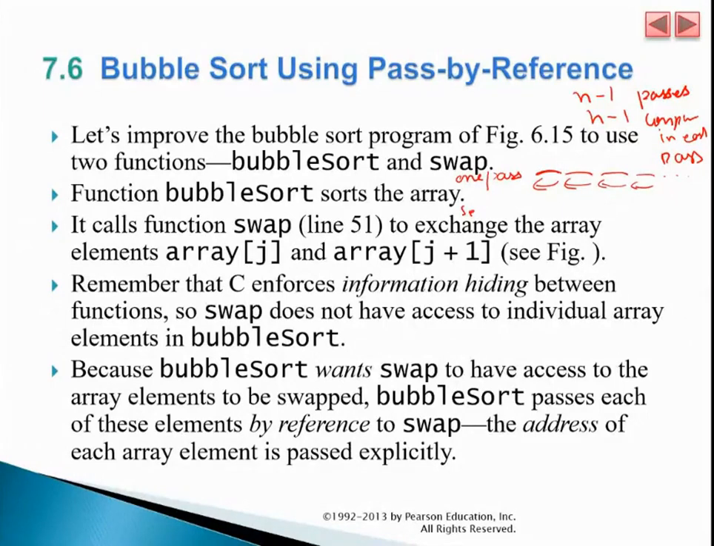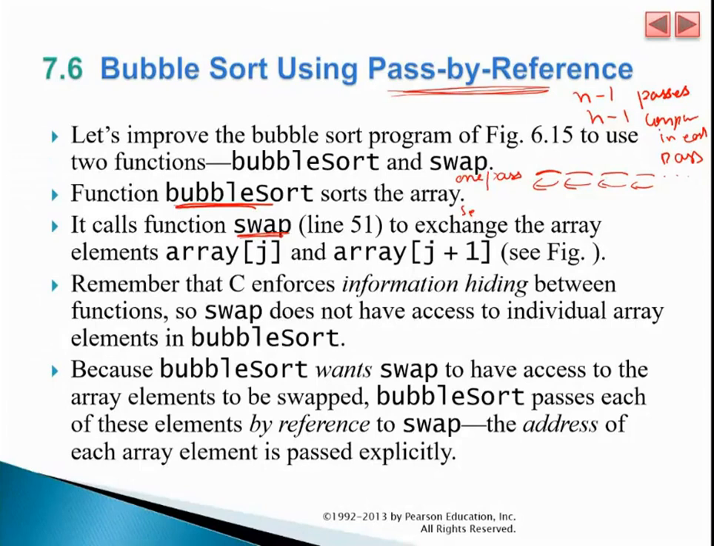Now let's see how we can improve this bubble sort program using functions and our pass by reference concept along with the constant type concept. So now what we will do is we will make a bubble sort function, and that bubble sort function will actually call a swap function. Now what will this swap function do?